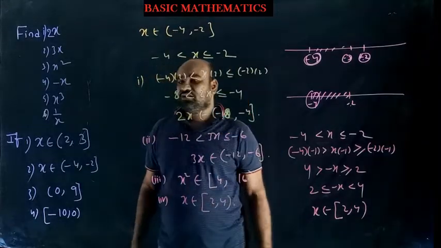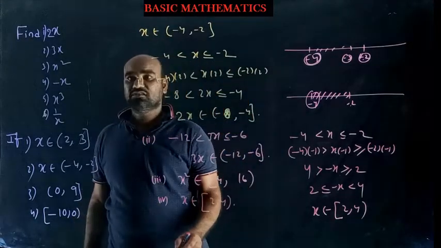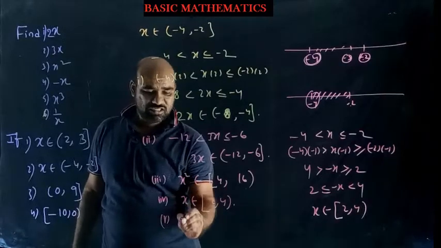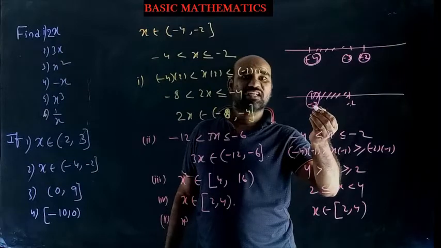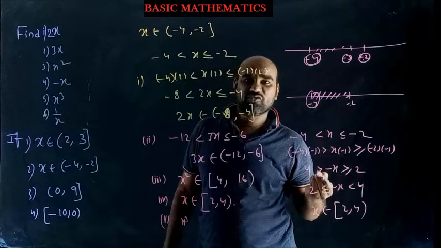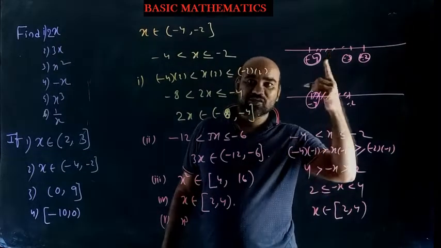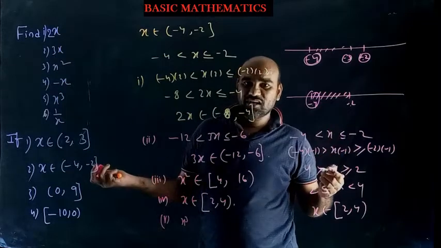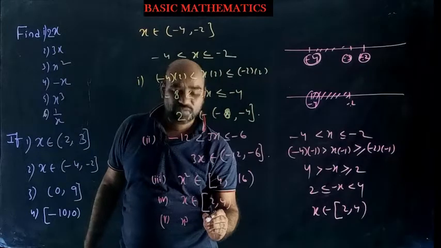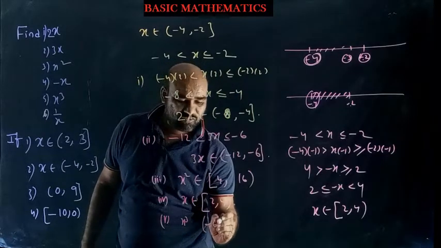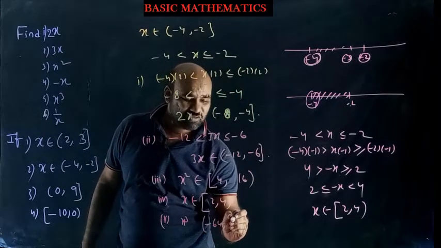Okay, next, x cube. Just cubing only. All these elements should be cubed. Minus 4 cubed means minus 64. Minus 2 cubed is minus 8. Minus 64 is less than minus 8 on the number line. That's why x cube belongs to open minus 64 to closed minus 8.